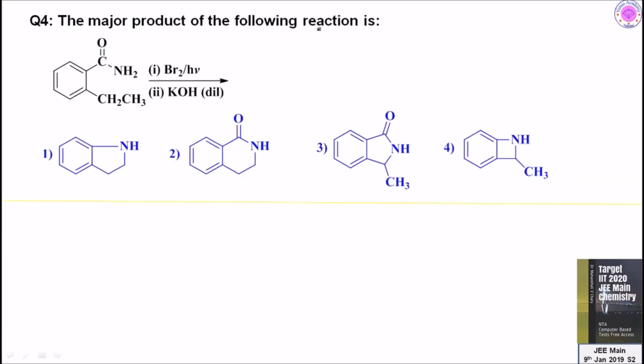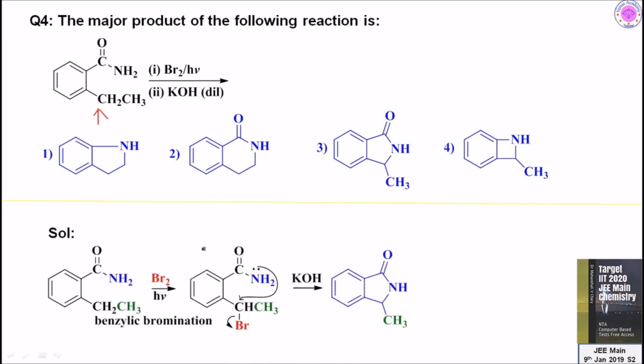Next, the major product of the following reaction is, dear friends, the starting material is 2-ethyl, or ortho-ethyl benzamide. They are doing the reaction with bromine in presence of light, followed by treating with base, that is KOH. What is the first reaction? Yes friends, we know that bromine in presence of light is a free radical reaction. Free radical bromination takes place at what position of benzene? Benzylic position. So here bromination takes place, at the benzylic position. Yes, we have this bromo compound in our hand.